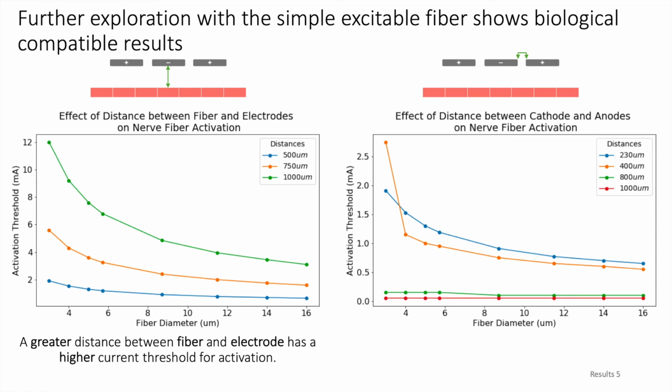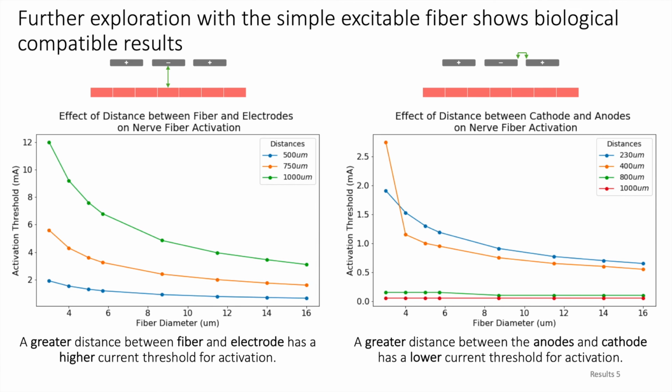Next, we looked at the effect of distance between the cathode and anodes. And we observed that a greater distance between the two electrodes presented a lower current threshold of activation across all fiber diameters. One possible explanation for this phenomenon is that the anodic current would stifle the cathodic current when it was closer in electrode distance, which would lead to a higher activation threshold to initiate an action potential.